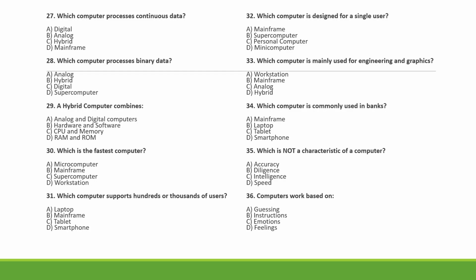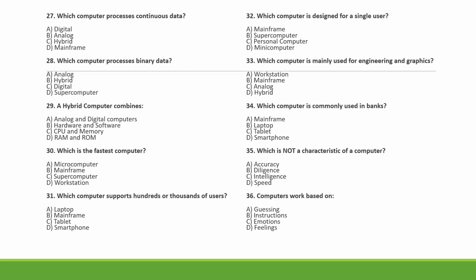Then, which is not a characteristic of computer? Accuracy, diligence, intelligence, and speed. Here, option C is considered as intelligence. Computer system does not have intelligence. Nowadays, we are using artificial intelligence to produce results. Again, we need to train those machines, but not independent. Here, correct answer is option C, intelligence.